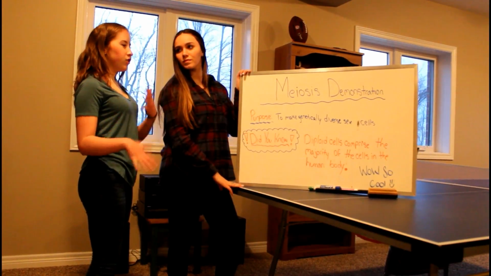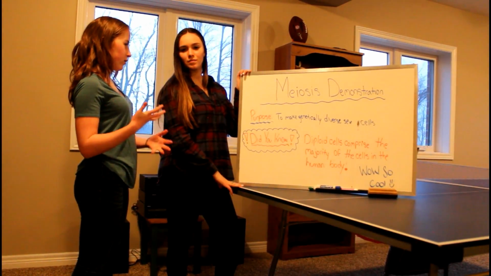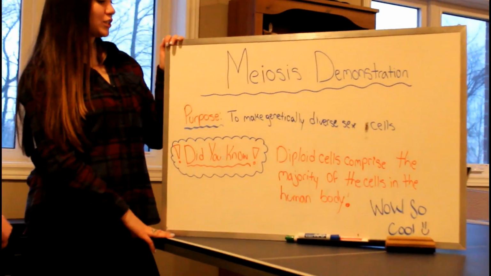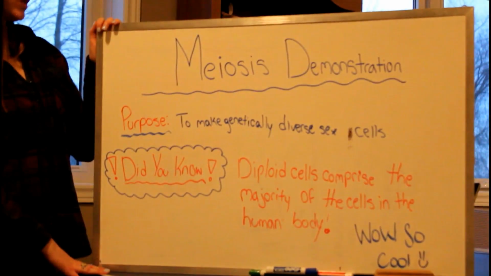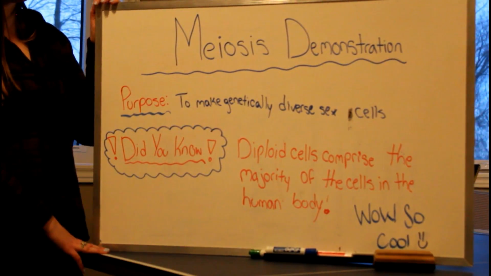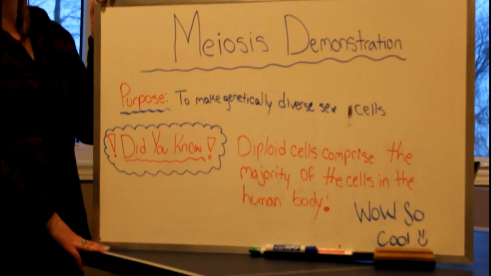Before we start, can you just teach me about the background information of what meiosis truly is? Of course. So, the purpose of meiosis is to make genetically diverse sex cells. Did you know that diploid cells comprise the majority of the cells in the human body? These are cells that contain pairs of homologous chromosomes. These cells have twice the number of chromosomes as haploid cells, which are most commonly gametes used in the reproduction of sex cells. Wow, that's so cool!